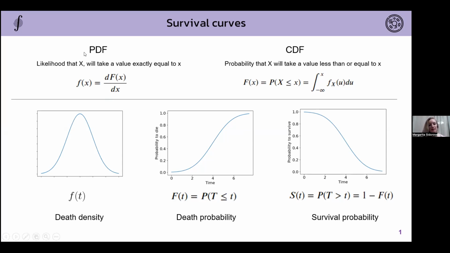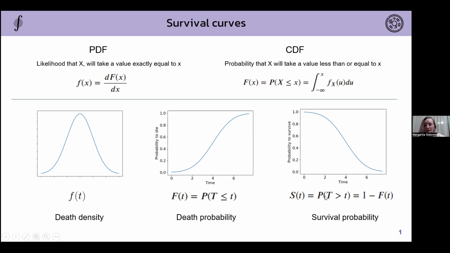The probability density function is the likelihood that some value x will take a value exactly equal to x. And the cumulative distribution function is the probability that some value x will take a value less or equal to x. In survival analysis, we are talking about the survival probability, the death probability, and the death density, where death density is the probability density function, while survival probability and death probability are the cumulative distribution functions.